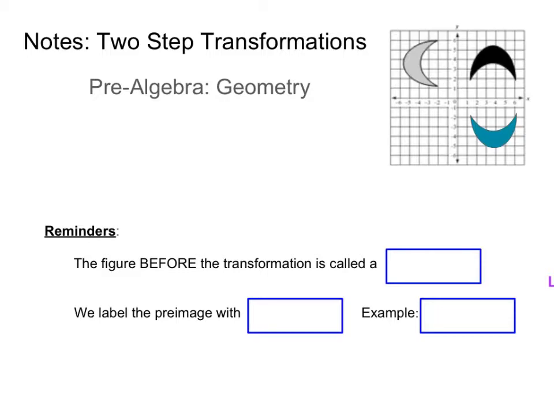So let's start by taking a look at a reminder we have down here that says the figure before the transformation is called the pre-image. And we label this pre-image with letters. So for example, triangle ABC. And now that we've taken a look at some reminders, let's take a look at some key ideas.